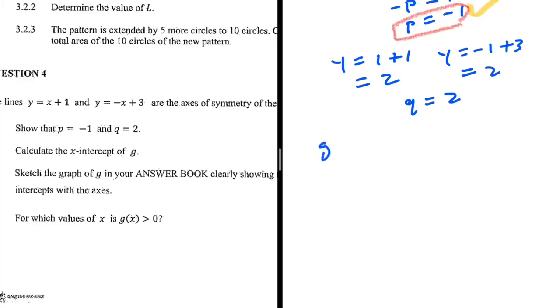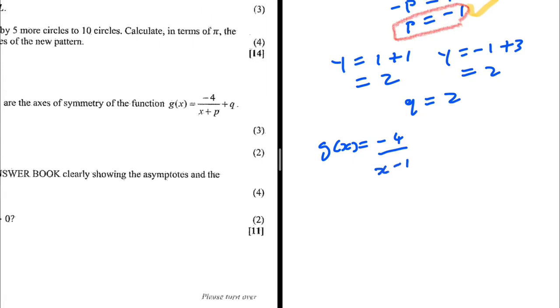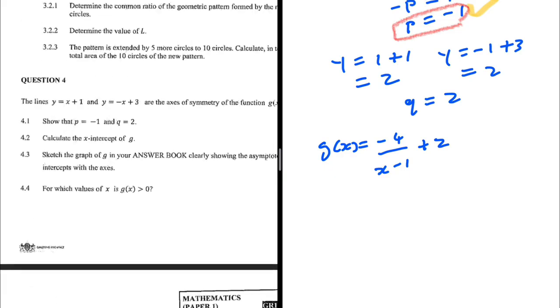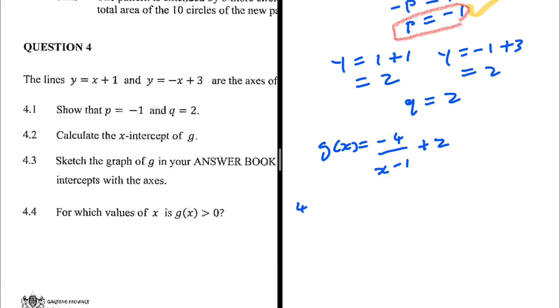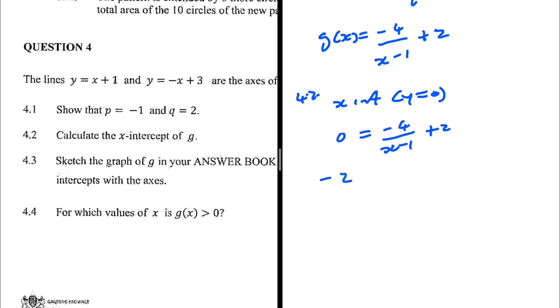So now we know that g of x is equals to minus 4 divided by x minus 1 plus 2. Let's take a look at the equation that follows, 4.2. We're supposed to calculate the x-intercept of g. So x-intercept, we let y be equals to 0. We're going to get 0 being equals to minus 4 divided by x minus 1 plus 2. If we take 2 to the left hand side, we get minus 2 is equals to minus 4 divided by x minus 1. Let's cross multiply.